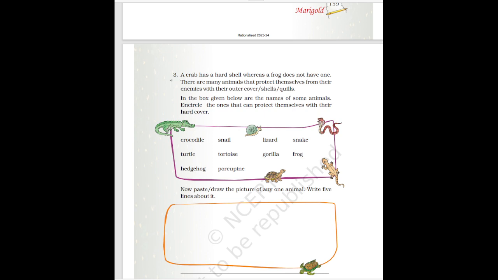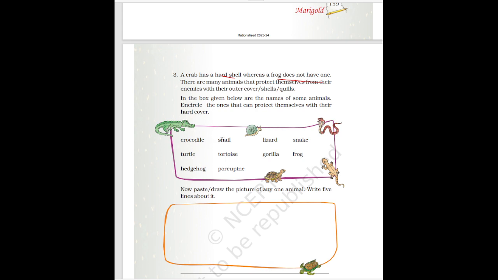Then next, a crab has a hard shell whereas a frog does not have one. There are many animals that protect themselves from their enemies with their outer cover or shells. In the box given below are the names of some animals. Circle the ones that can protect themselves with their hard cover. Some animals have a harder cover, meaning they have a shell on their body which helps them protect from their enemies. So we have to circle the names of the animals that have a cover on their body.